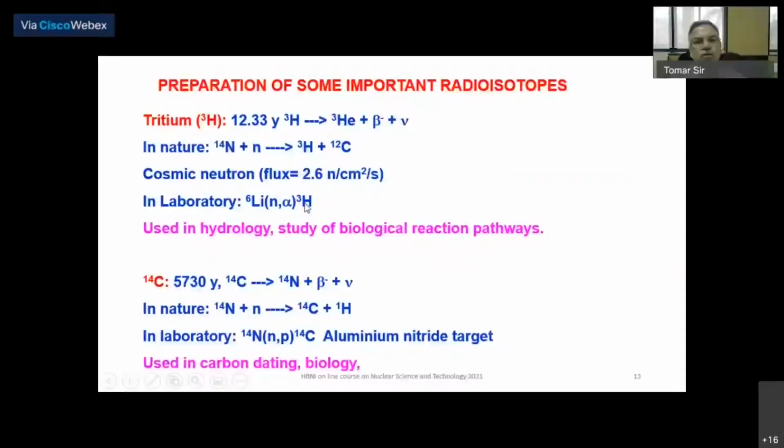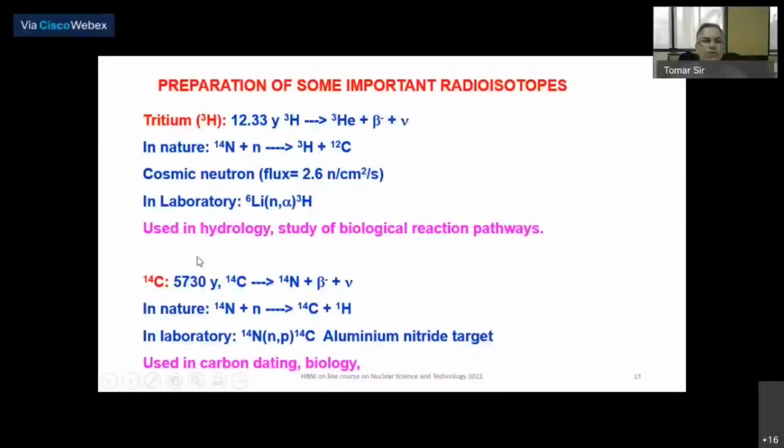So this is how you can produce tritium in the laboratory. And this tritium is used in hydrology, or if you want to study biological reaction pathways. So a lot of applications that tritium finds.